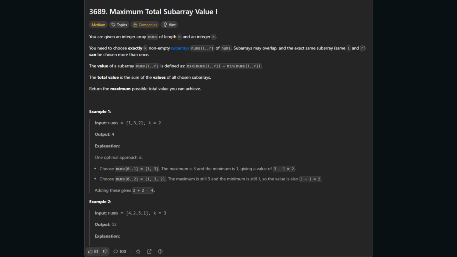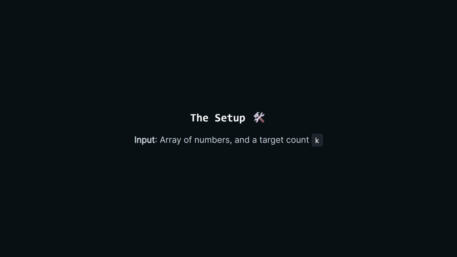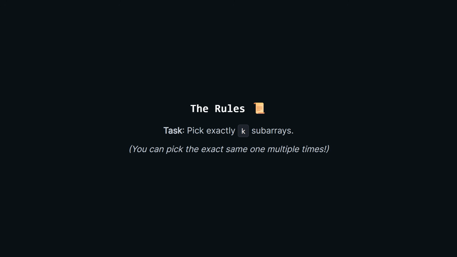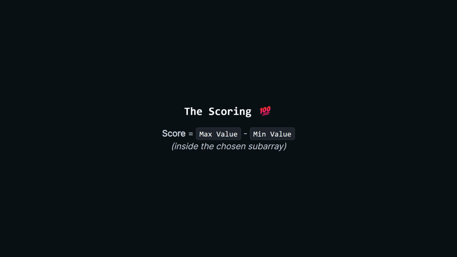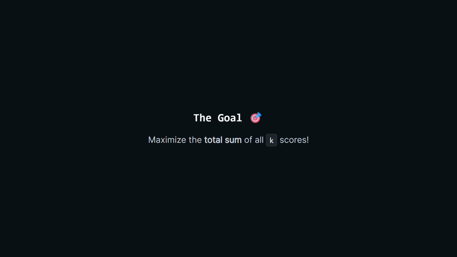Here is the official problem page, but it is a bit wordy, so let me break down exactly what it's asking us to do. We are handed a list of numbers and an integer target that we will call k. Our job is to select exactly k subsections from this list, and here is the best part. We are totally allowed to pick the exact same subsection over and over again. For every subsection we pick, we calculate its score by taking the biggest number inside of it and subtracting the smallest number. Our ultimate goal is to figure out the absolute highest total score we can get after making our k choices.